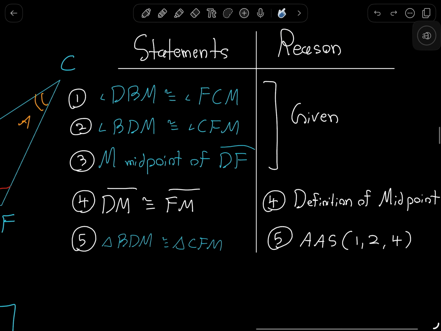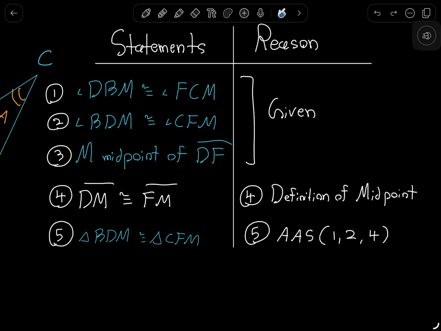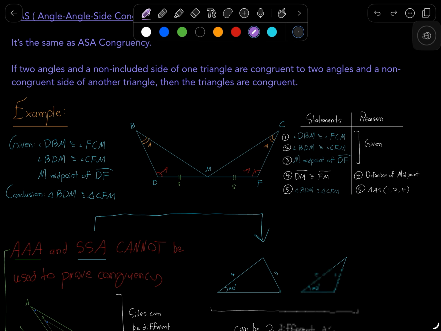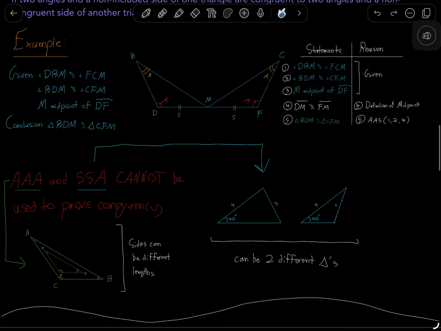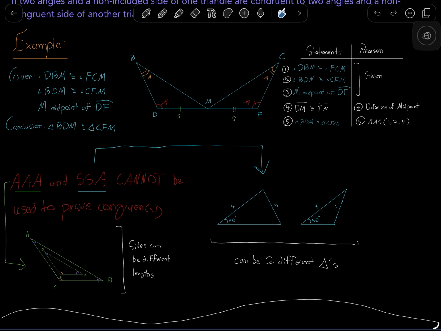Okay, and again, this is just a proof. Make sure you label your steps. Keep on emphasizing that because it helps you so much when you get to complex proofs later on. But okay, lastly, I'm going to go over why there are certain congruencies that don't actually work in your favor, like you can't use them to prove triangles congruent.